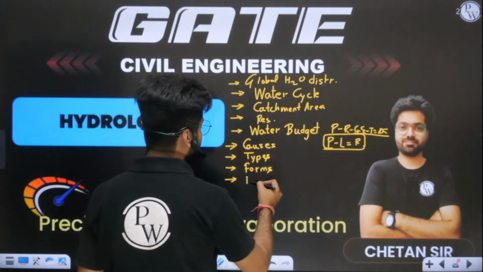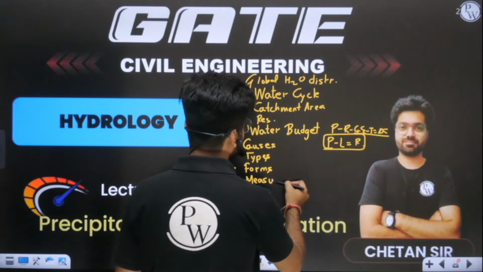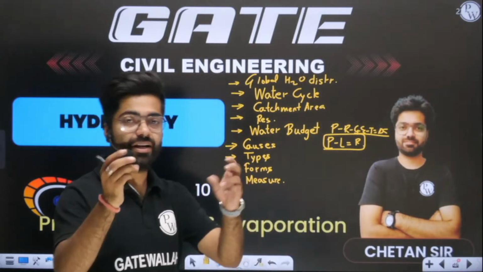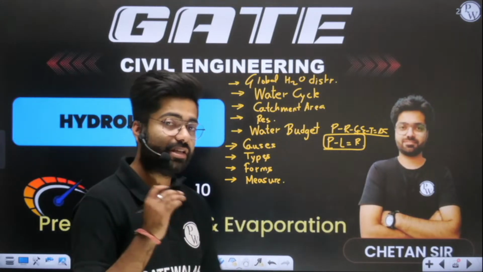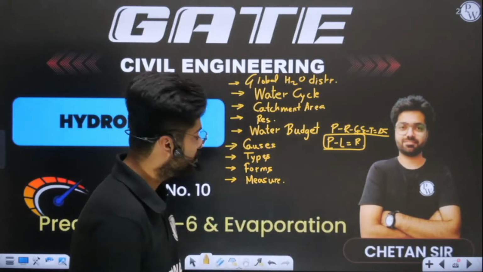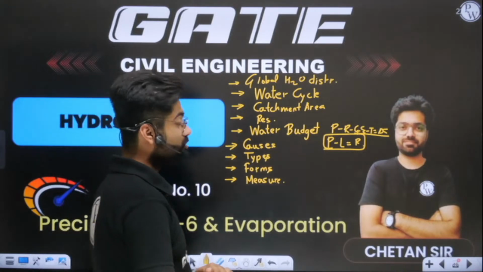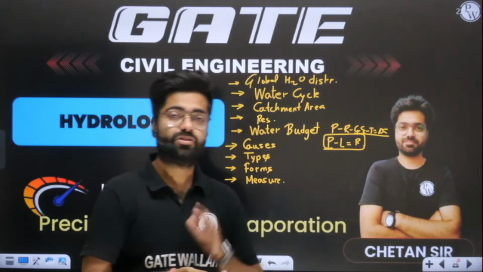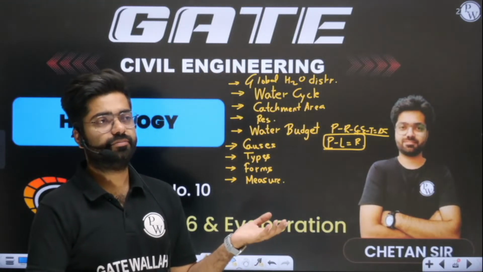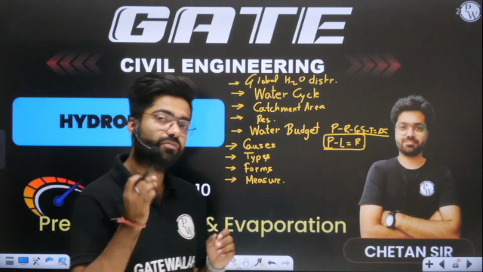After this, we went on to discuss measurement of precipitation. In measurement, I told you about two kinds of rain gauges. The first was recording, second was non-recording. In non-recording, Symons rain gauge was there. Yes or no? I hope you remember. And in recording, tipping bucket was there, weighing bucket was there, and your last one was natural siphon. Natural siphon was the standard recording rain gauge of India. I hope you remember it.